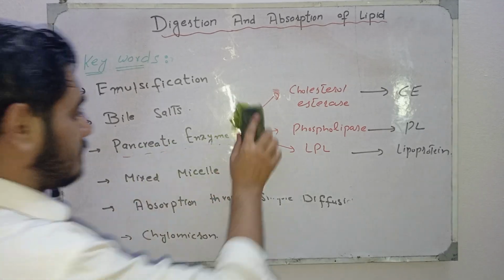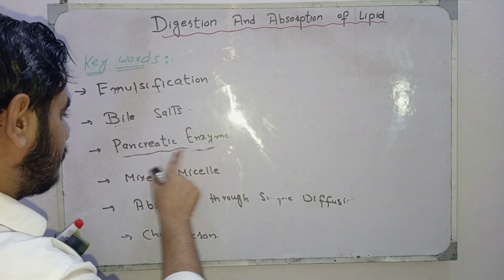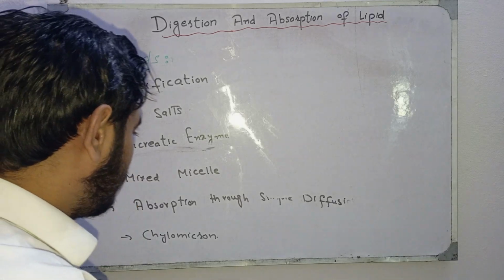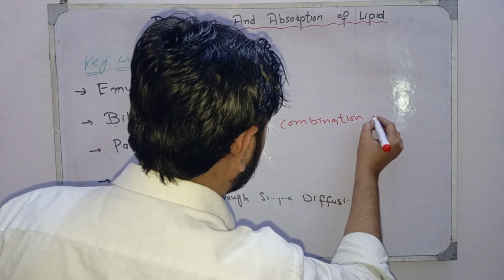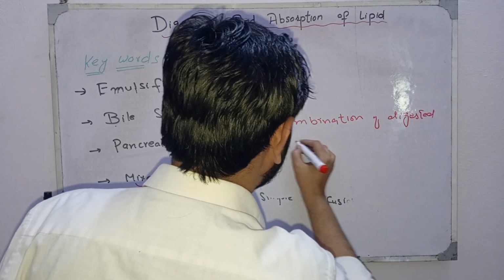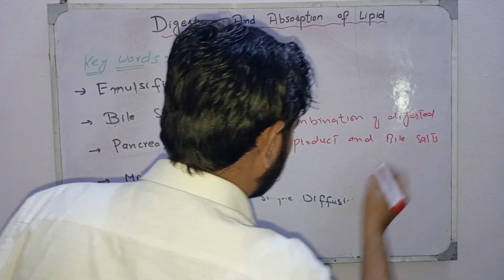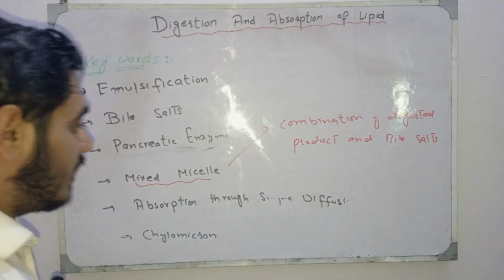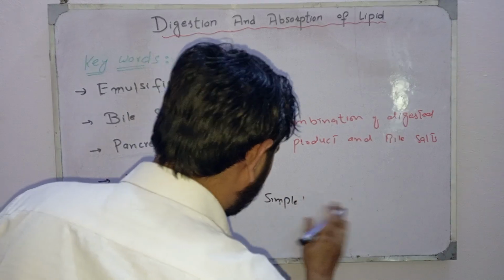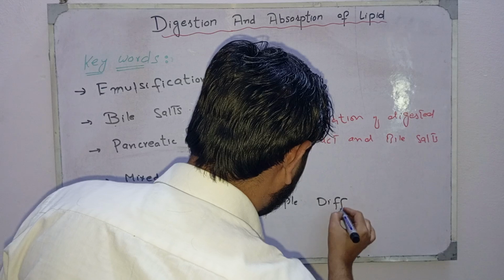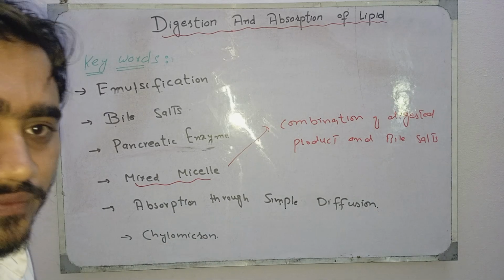Next is mixed micelle formation. Mixed micelle means a combination of digested products and bile salts. The combination of digested products and bile salt is called a mixed micelle, and all these products are absorbed by simple diffusion. Okay, and they get incorporated in chylomicron formation.